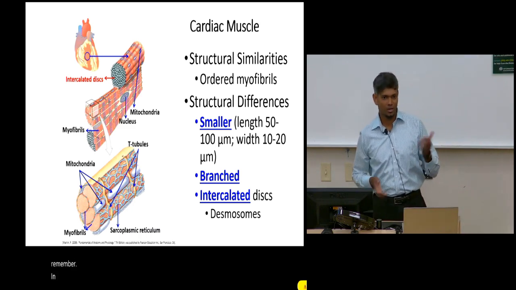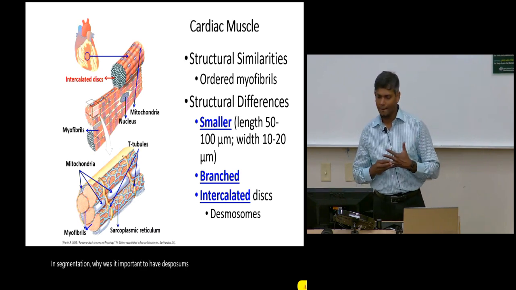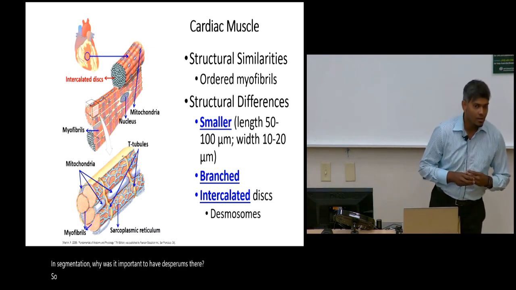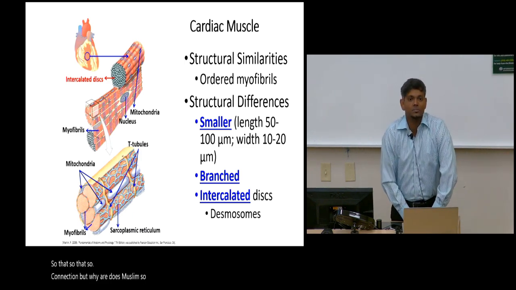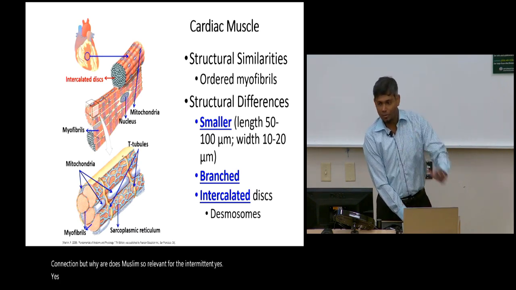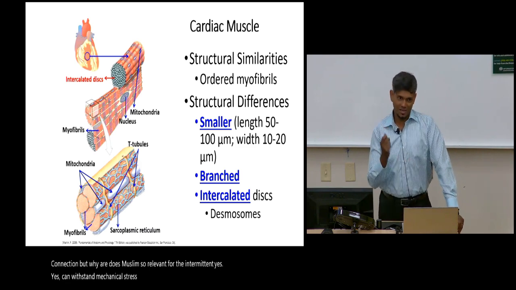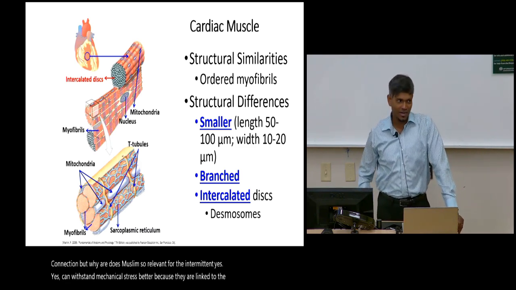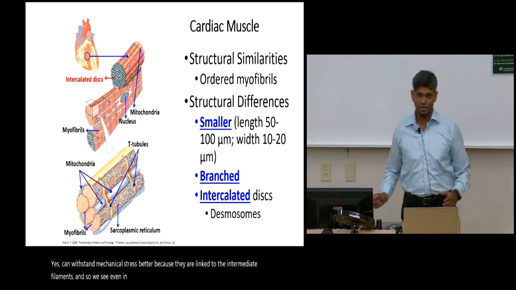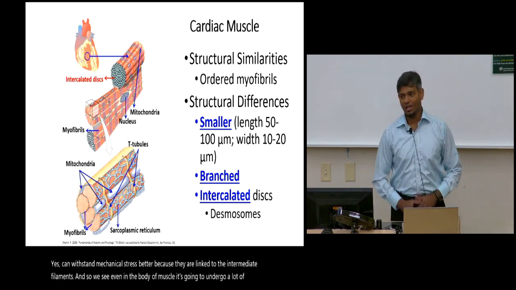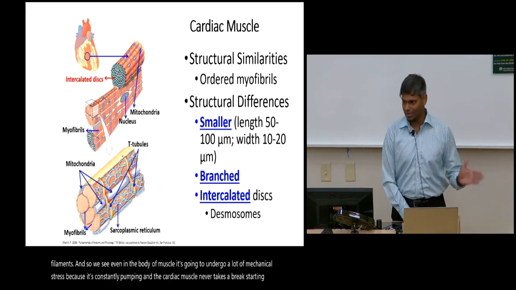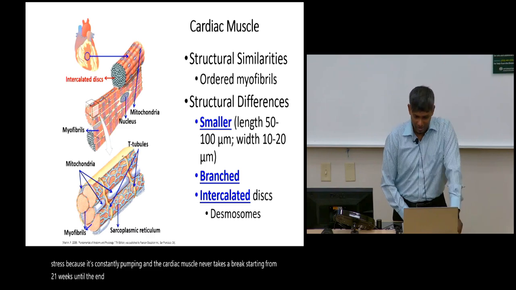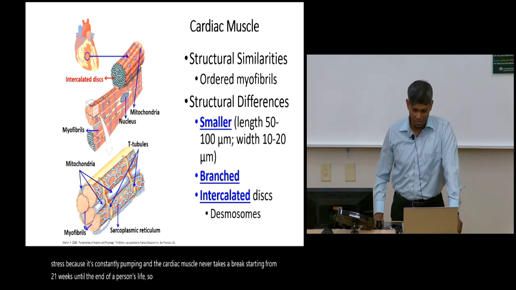And why was it important to have desmosomes there? Say that? Cell to cell connection, but why are desmosomes so relevant for the integumentary system? Yes. How they respond to mechanical stress. Yes, desmosomes can withstand mechanical stress better because they are linked to the intermediate filaments, right? And so we see even in the cardiac muscle, it's going to undergo a lot of mechanical stress because it's constantly pumping, and the cardiac muscle never takes a break, starting from 21 weeks until the end of a person's life. So desmosomes offer the mechanical support.